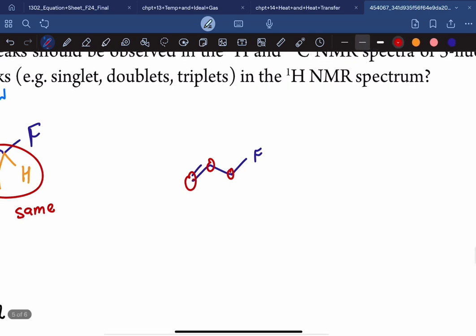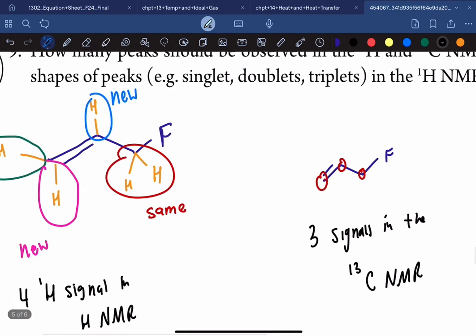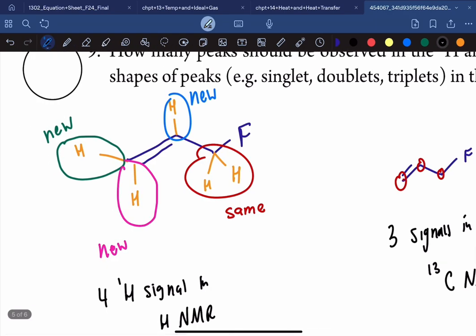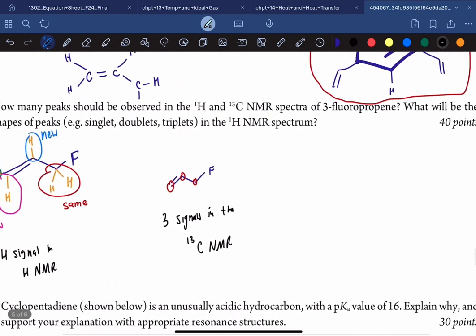So you would observe 3 signals in the C13 NMR. Okay. And then it wants to know the splitting of these things, right? So to get the splitting, you would just look at, so we're going to look at the proton splitting basically.